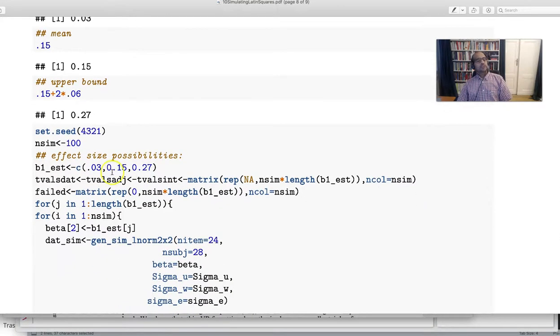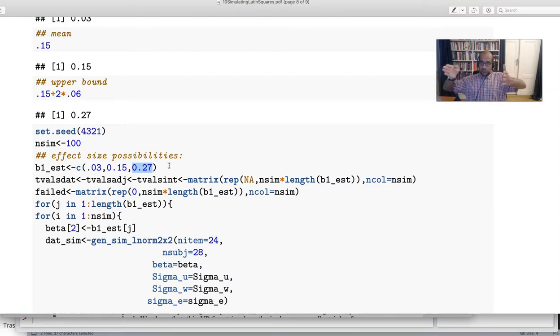So what I'm going to do is run a simulation 3 times. Basically there are 2 for loops, and I'm going to run 100 simulations, first setting the B1 estimate, the first slope, to be 0.03. Then I'm going to run 100 simulations with the slope set at 0.15, and then another 100 simulations with the slope set at 0.27. So what I get is 3 sets of 100 simulations which I run with different estimates of the effect size.